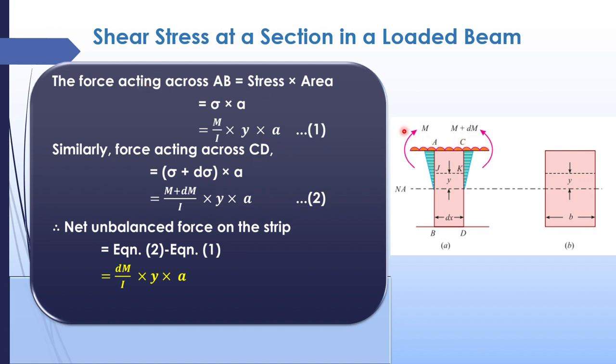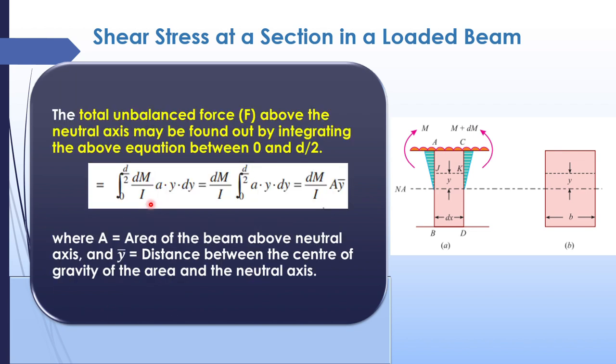Now the net unbalanced force, what is the net unbalanced force? That net unbalanced force is nothing but equation number 2 minus equation number 1. At section CD, what is the force, minus at section AB, what is the force? That difference will give you the net unbalanced force, dM by I into y into A. That is the net unbalanced force. This force is known as shear force of the section.